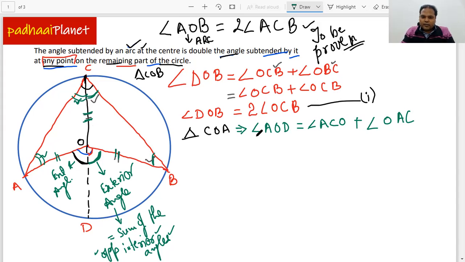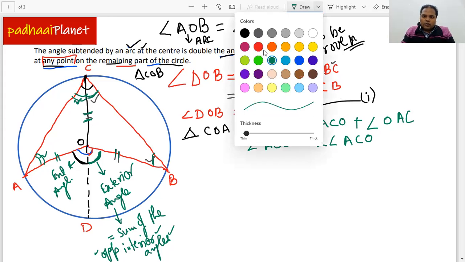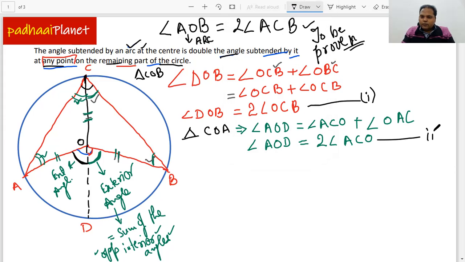So what we can write is angle AOD is equal to twice of angle ACO, right? So this is how we have now got this. Now this is the equation number 2, suppose. So we have finally got two equations, and now we will sum them up, both the equations.